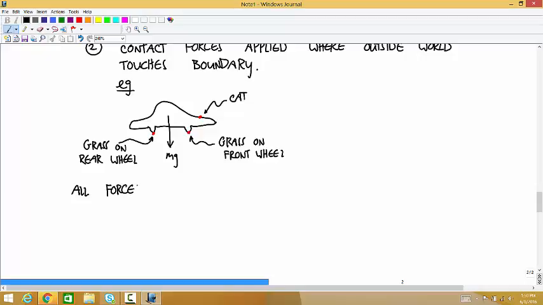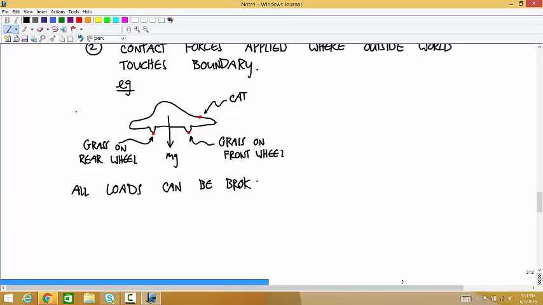All forces can be broken into forces with, and actually let me change this forces to loads. The only difference between forces and loads is loads also include some moment things that we're going to do when we start talking about rotations. So loads are forces and also moments.